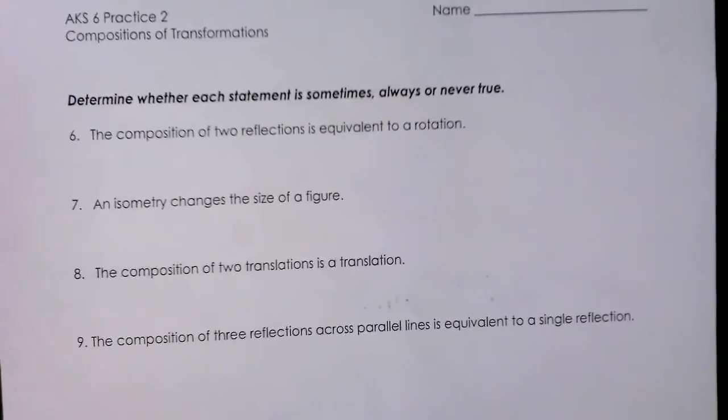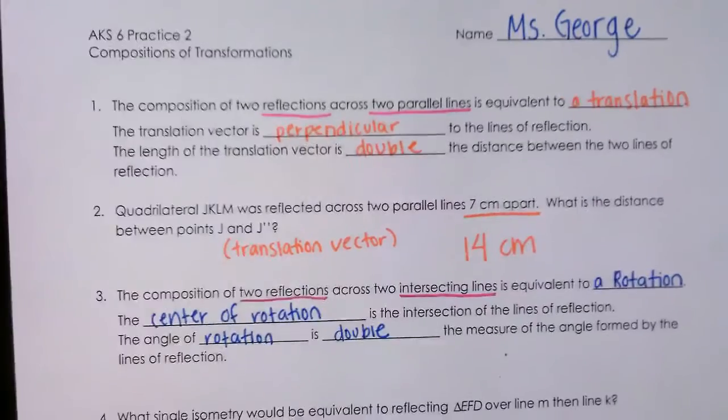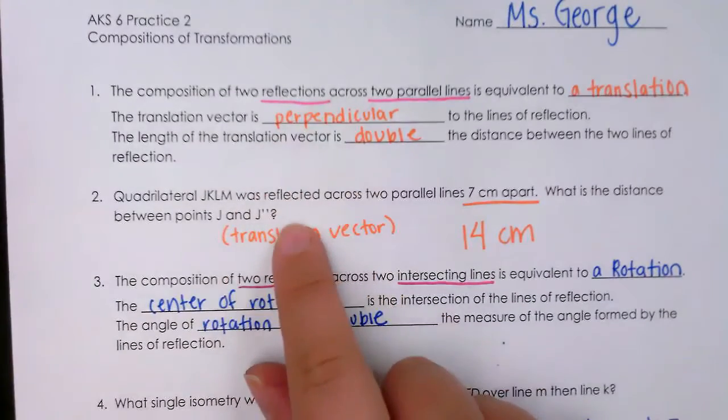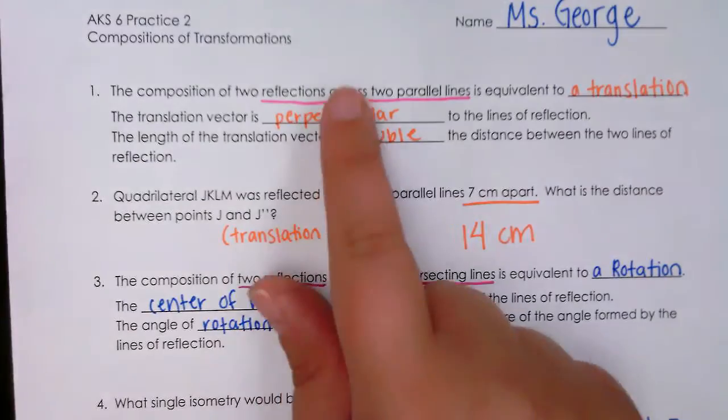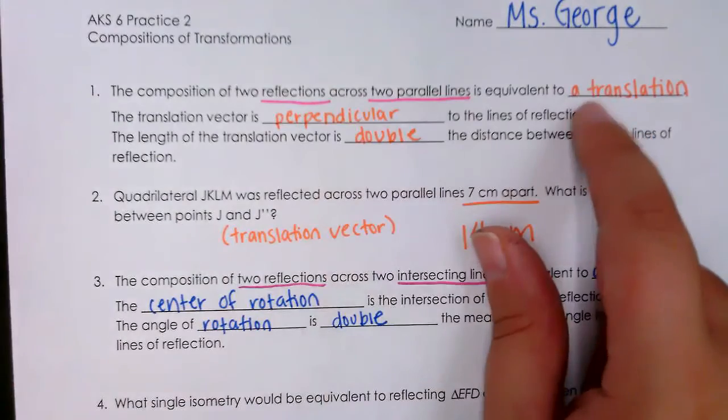All right, on this last page of the notes, it says determine whether each statement is sometimes, always, or never true. Number 6 says the composition of 2 reflections is equivalent to a rotation. Well, this is only sometimes true. When is it true? The composition of 2 reflections is equal to a rotation only if they're intersecting lines, right? If they're parallel lines, it's a translation.